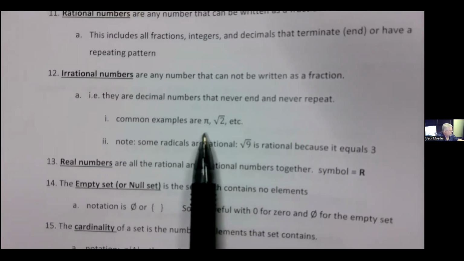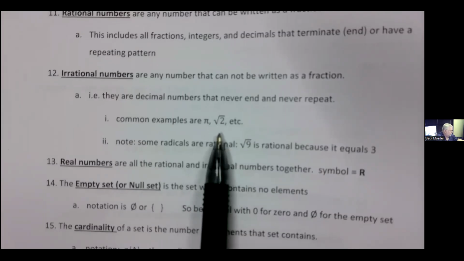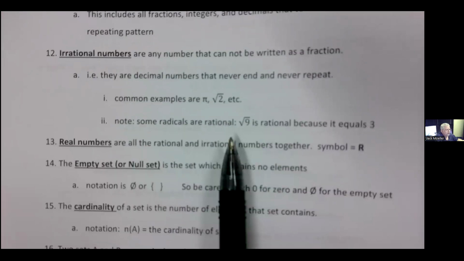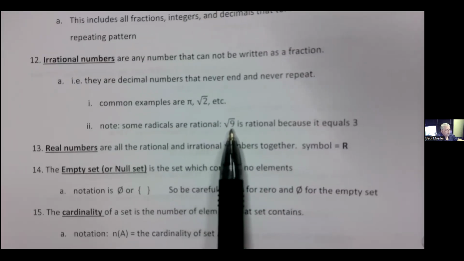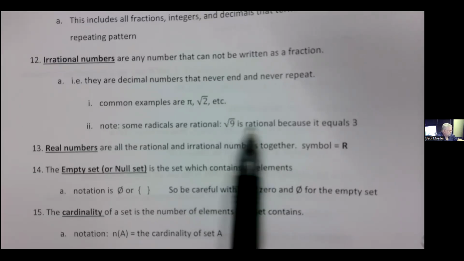The common example that most people are aware of is pi. And then a lot of our radicals are also going to be these non-repeating, non-ending decimals. So square root of 2, square root of 3, square root of 5. What you have to be careful of, though, is some radicals are rational, because if you look at square root of 9, square root of 9 is 3, because 3 times 3 is 9, so that would be rational.